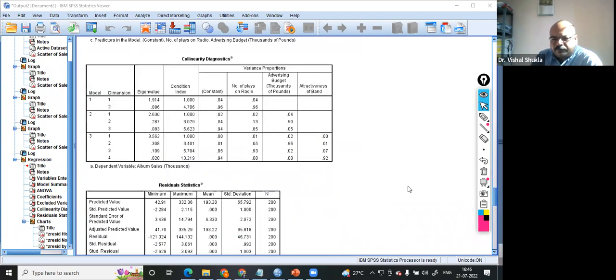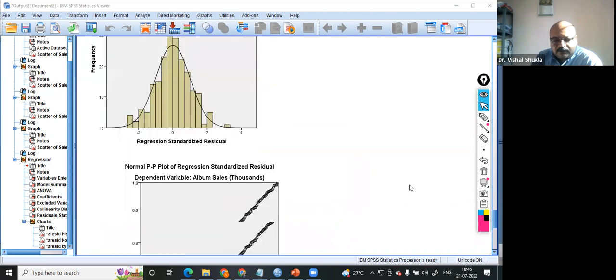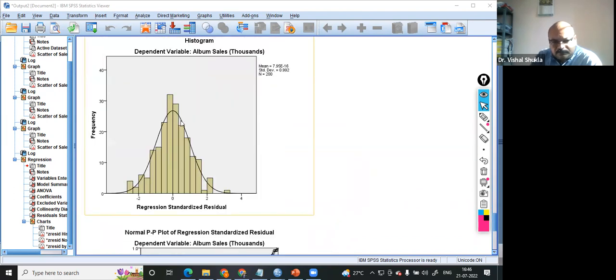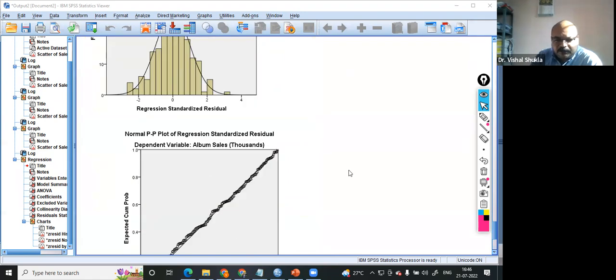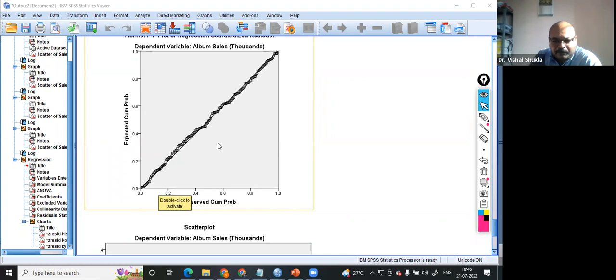Now coming to the normality of residual errors. If you see through the histogram also, they are normally distributed. If you see through normal PP plots also, you can find that they are almost all close to the diagonal line and in symmetry. So all assumptions are met. Model is a good fit. Model is generalizable, and model can explain the album sales to a level of 66.5%. So this is all about regression.